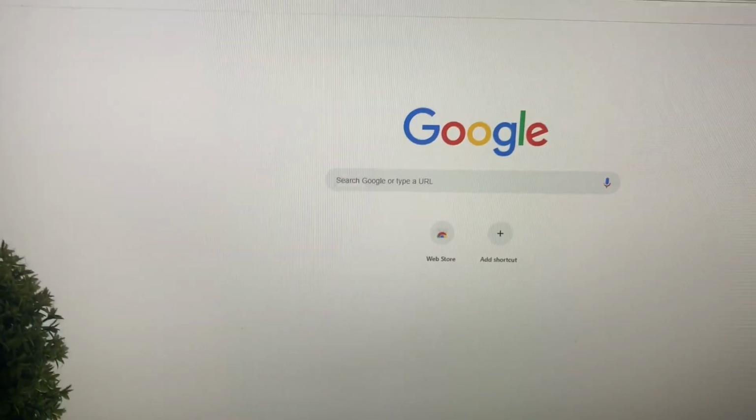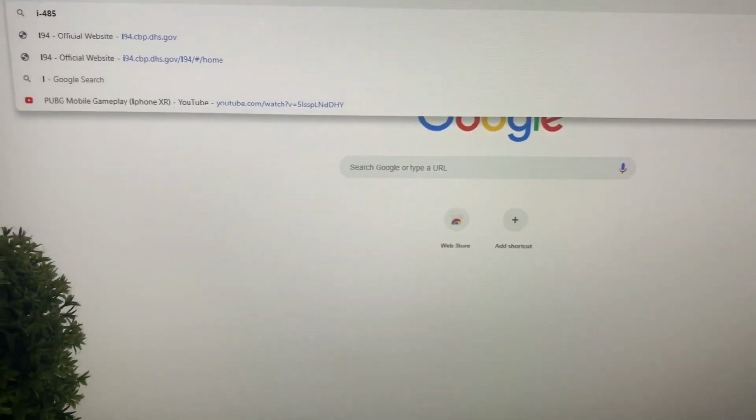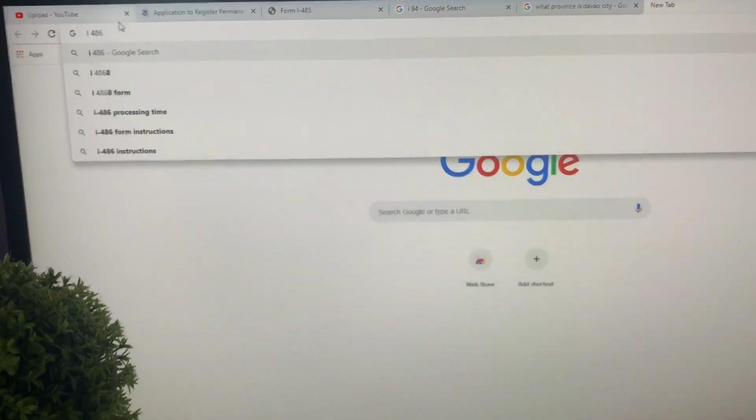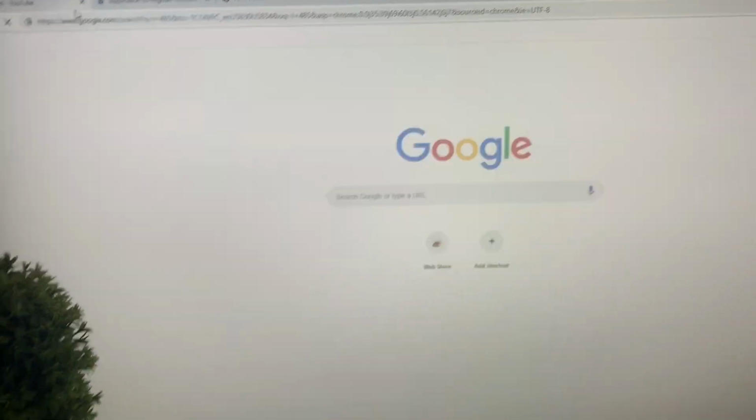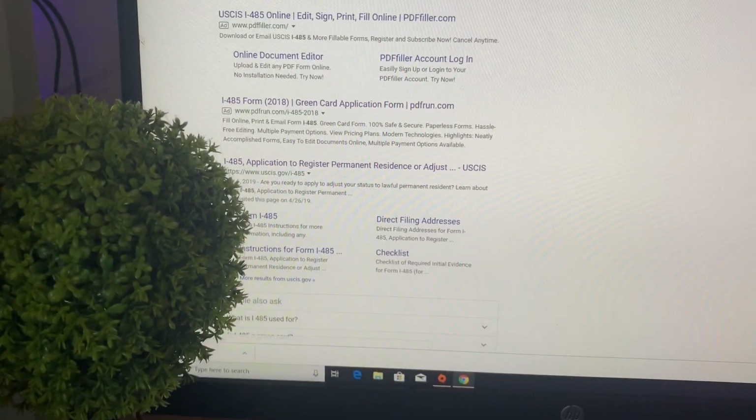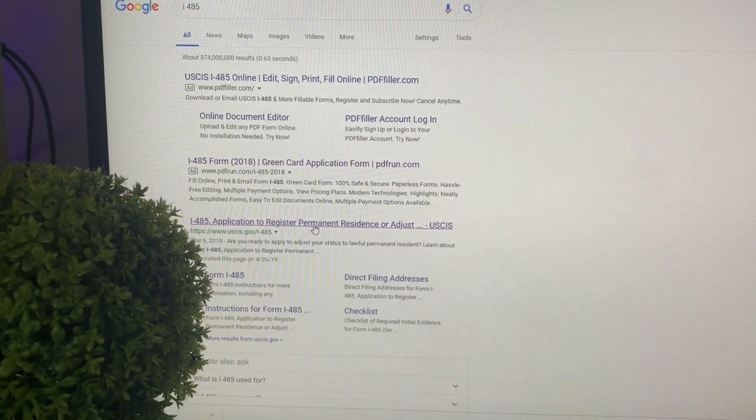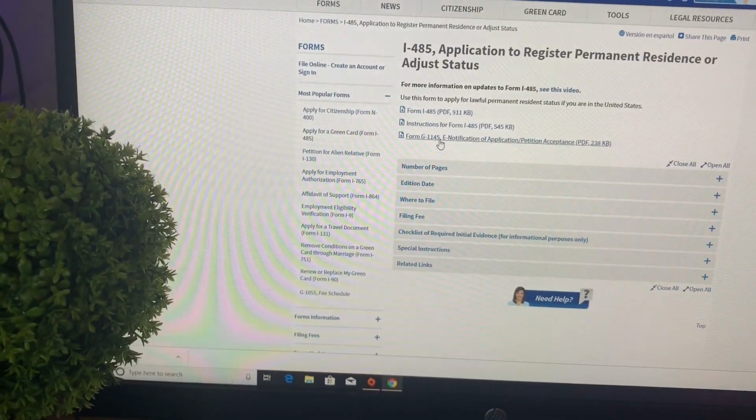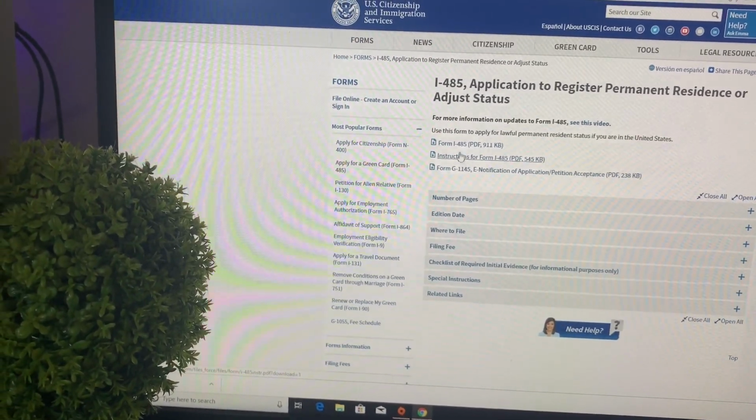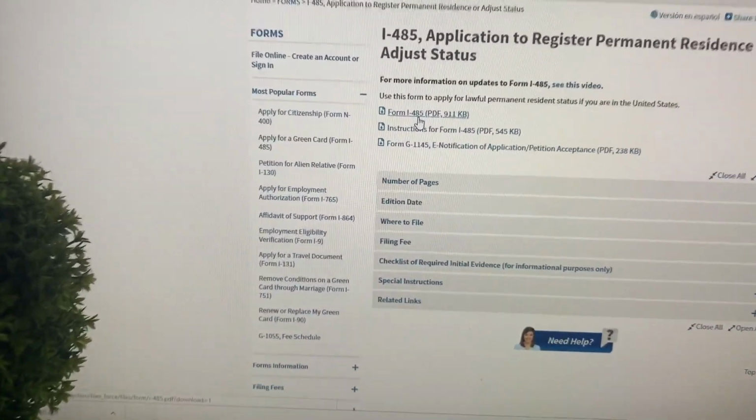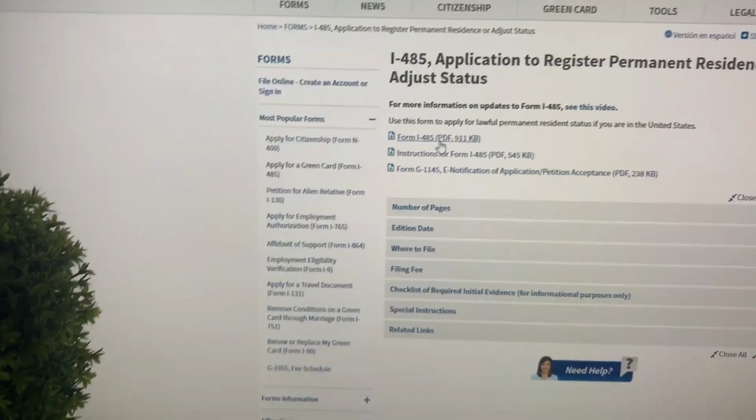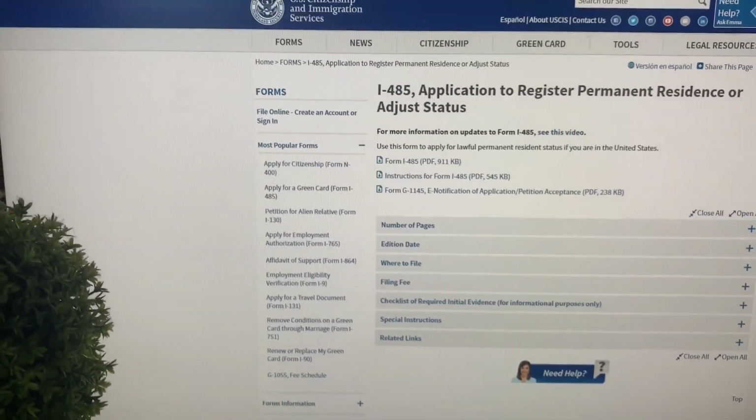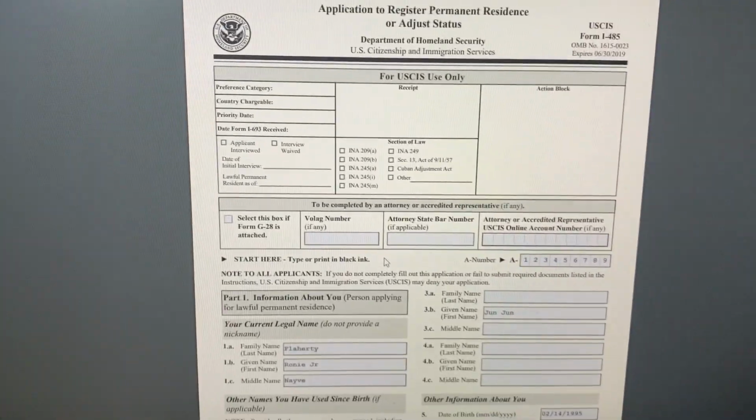Just type I-485 and then click this one, and you're going to be directed to the website to download this form I-485. This one is a PDF file, and after you press this one, you'll be directed into this format.